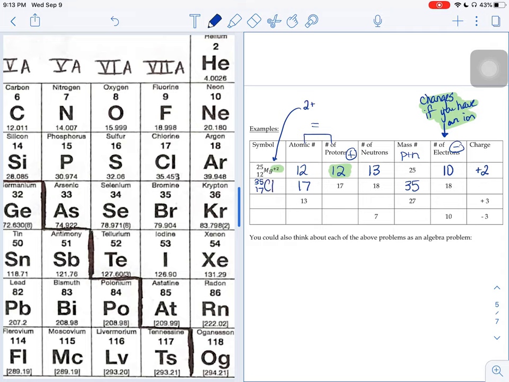But we aren't just talking about neutral chlorine in this problem, because if it was neutral, the proton number and the electron number would match. But this time, the electrons are winning by 1. So I'm going to say that my charge is negative 1. I also have to include that charge over here, negative 1. You might also see that guy, I'll write it down below, as 35 17 Cl minus with no number. If you don't see a number, it's an implied 1. If it's anything other than 1, a positive or negative 2, positive or negative 3, you have to include the number.